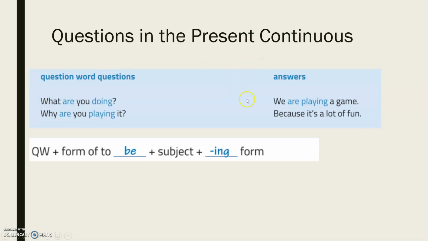Answers here, for instance: what are you doing? We are playing a game. Why are you playing it? Because it's a lot of fun, and so on. Those are possible answers. But of course, it's important that you understand how you form a question word question.